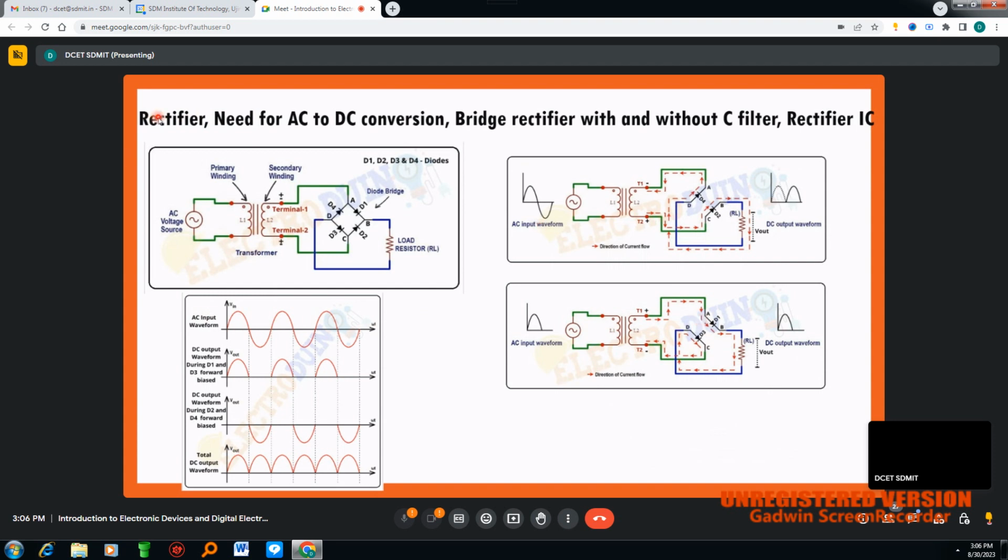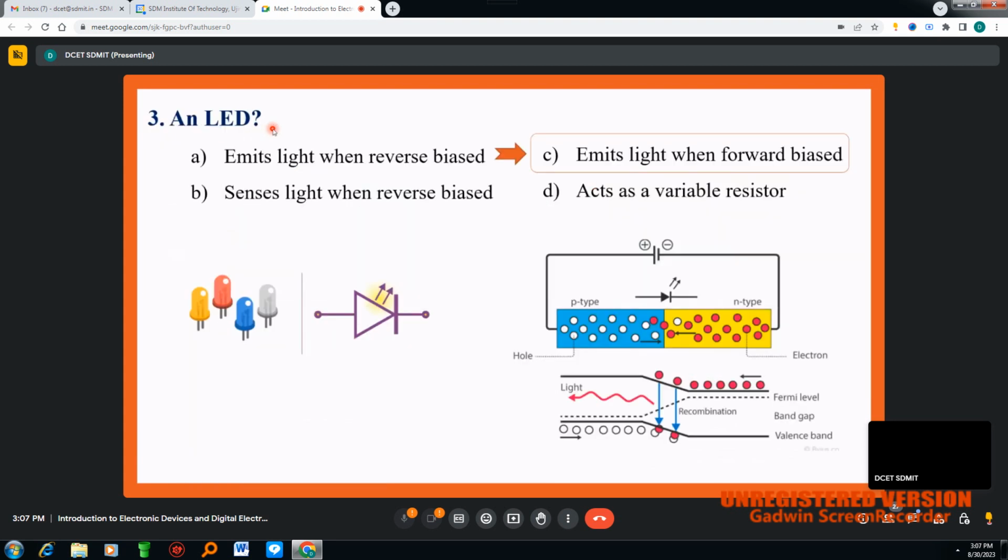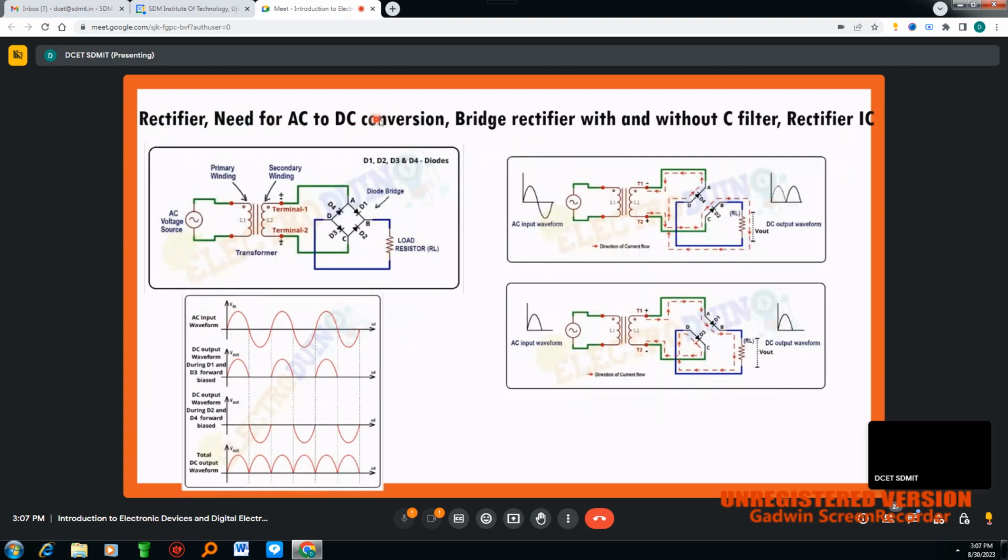Something called rectifiers. Generally rectifiers are a major application in your mobile charger or laptop charger. The complete charger you are using is designed using rectifier circuits. Now you are going to learn the need of a rectifier and the need of AC to DC conversion. Then you will learn the bridge rectifier with capacitor and without capacitor. First, I would like to tell what a rectifier is. A rectifier is a circuit which converts AC to DC.